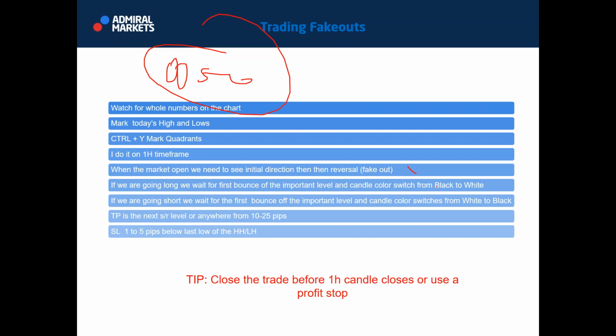Candles should switch color. On my chart, I use modification of a black color. It's like gray, but let's call it black, from black to white. If we are going short, we wait for the first bounce of the important level and candle color switches from white to black. TP is the next support resistance level or anywhere from 10 to 25 pips. Stop loss is 1 to 5 pips below last low of the high low.